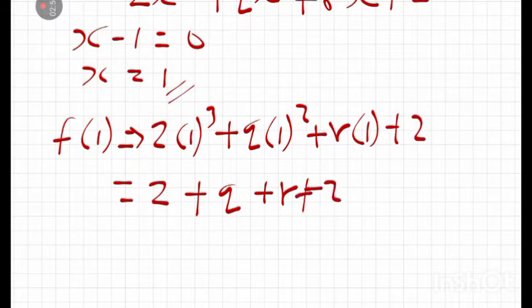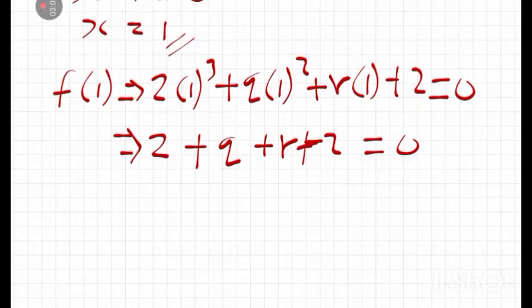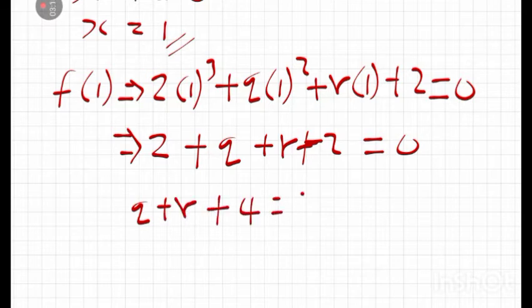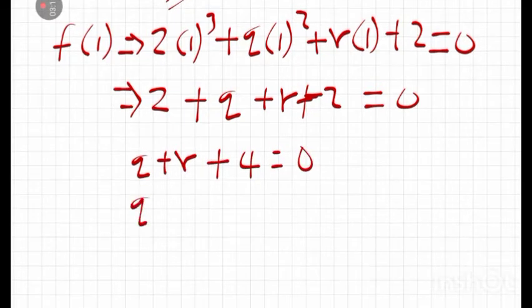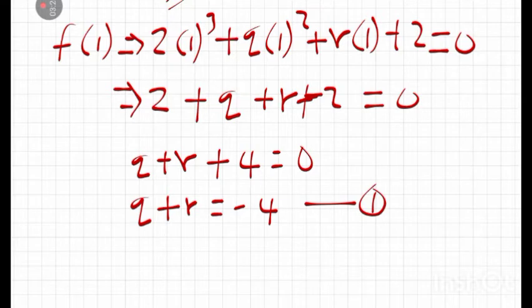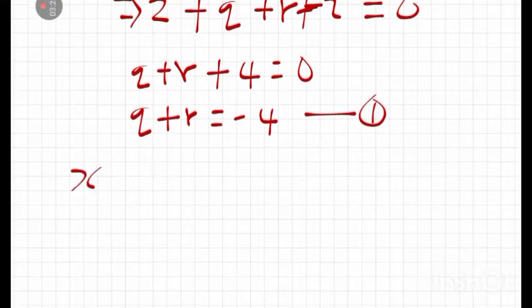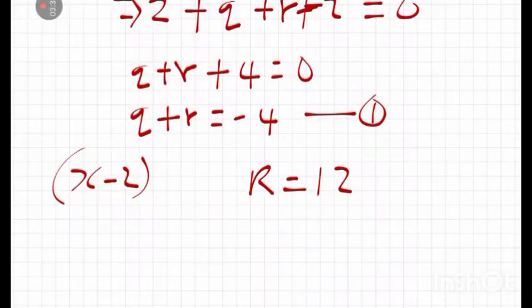But my answer is supposed to be equal to what? To 0, because that is a factor. So let's summarize this together. I have q plus r plus 4 is equal to 0. Therefore, q plus r is equal to minus 4. I have equation 1.